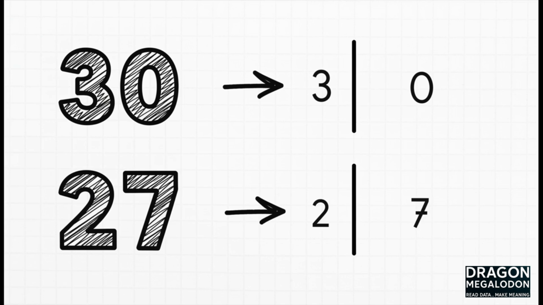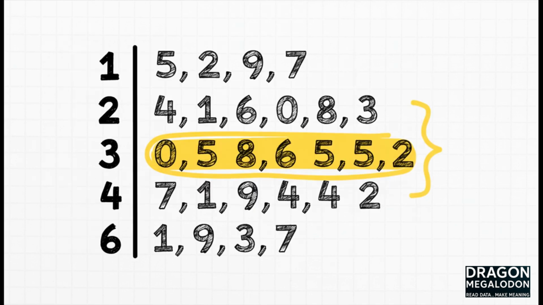Okay, our first number is 30. So the stem is 3 and the leaf is 0. Easy. Next is 27. So we start a new stem, a 2, with a leaf of 7. The number 12 gives us a 1 stem, and 42 gives us a 4 stem. You literally just keep doing that for every single data point. So after you've gone through all 42 numbers, this is what you've got.